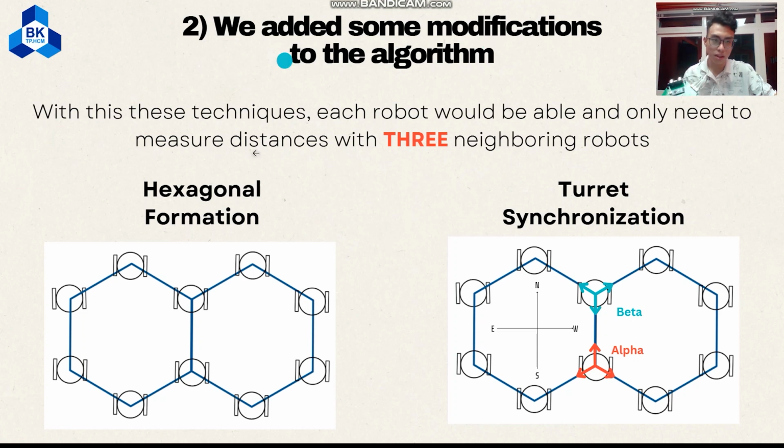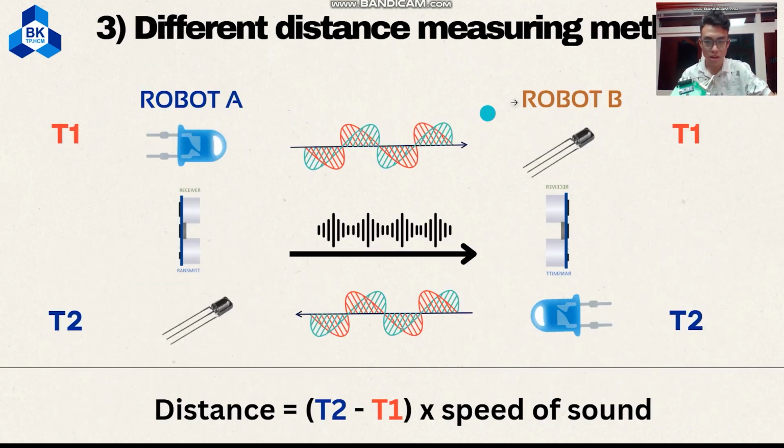However, we also have some modifications to the model. We choose the hexagon formation, as you can see right here, and we introduce a new technique called turret synchronization. The turret up top right here will always maintain a fixed angle or a fixed heading relative to a predetermined direction, maybe north or maybe south. And we also introduce a new measuring technique. For two robots to measure the distance between themselves, as you can see right here, this is the IR receiver or infrared receiver. This is the infrared LED, and this is the ultrasonic sensor.